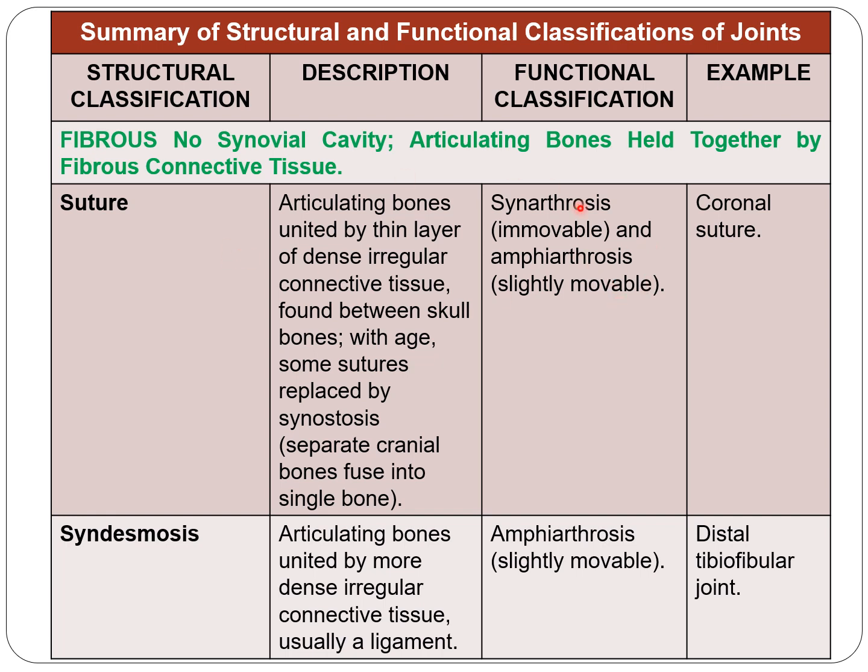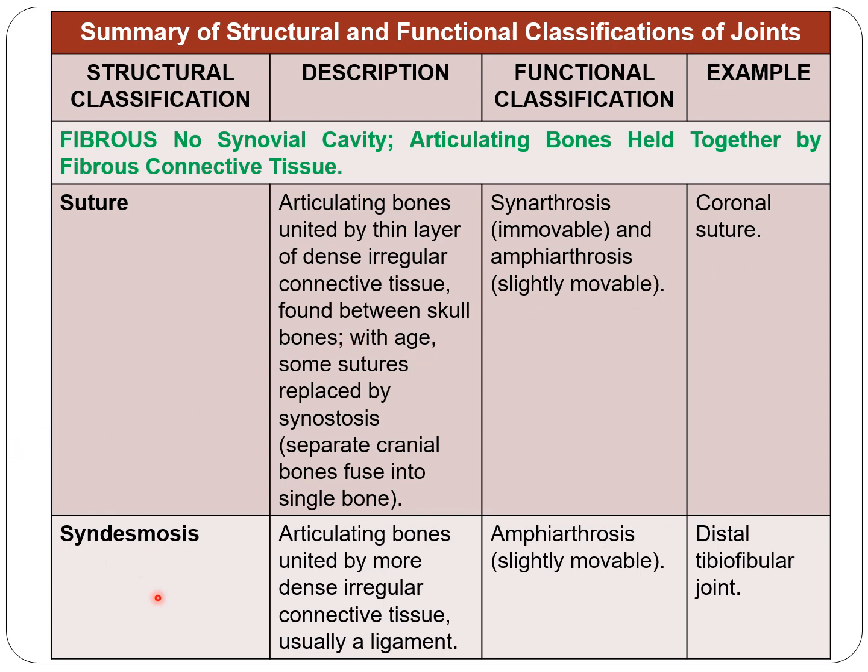Sutures can be of two types based upon their function. They can be immovable or slightly movable. If they are immovable, it is called synarthrosis. If they are slightly movable, they are called amphiarthrosis. Example of a suture is coronal suture.